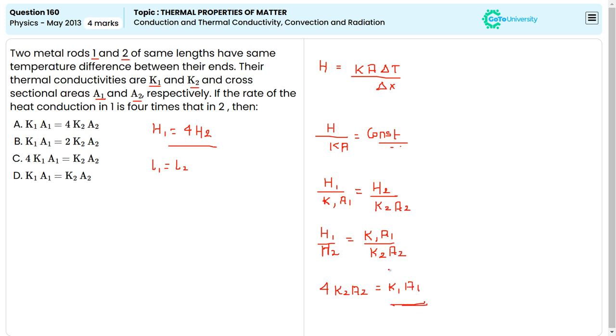Then we can choose this option, that is K1 into A1 is equal to 4 times K2 into A2. Option A is our right answer.